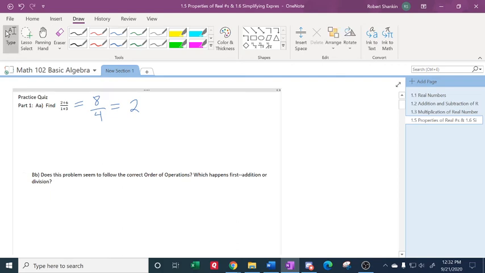Part B. Does this problem seem to follow the correct order of operations? What happens first? Because there's addition going on and there's division. What happens first, addition or division? Let me give you a little bit of time to ponder that. 10 more seconds.